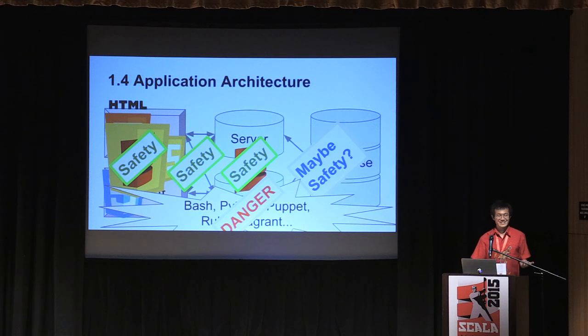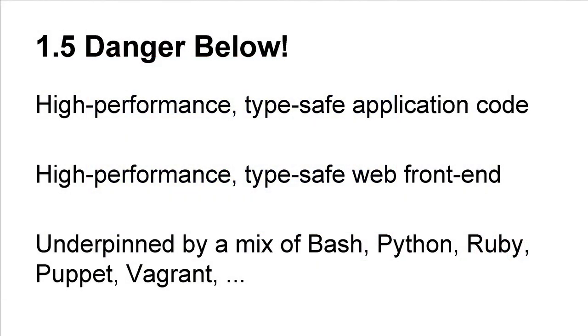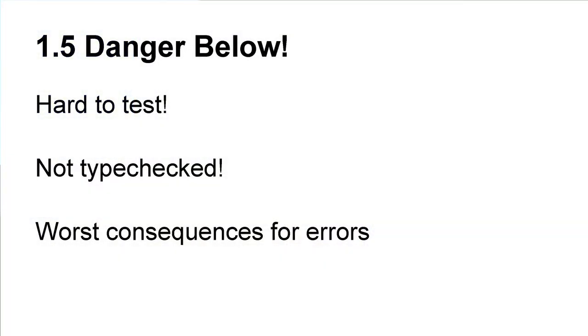So this is dangerous. You have a high-performance type-safe server application. Now with Scala.js, you can have a high-performance and type-safe web front-end. But it's underpinned by this mix of stuff. There's no real description of it. But this stuff is really hard to test.